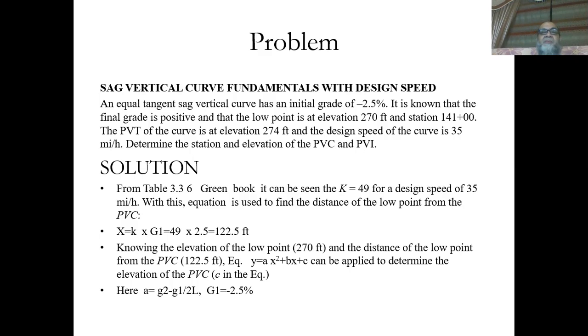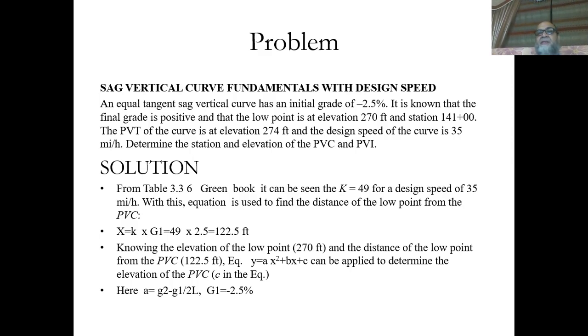The problem statement is that an equal tangent sag vertical curve has an initial grade of minus 2.45%. It is known that the final grade is positive and that the low point is at an elevation of 270 feet and a station of 141 plus 00. The PVT, that is the termination of the vertical curve, is at elevation 274 feet and the design speed is 35 miles per hour.